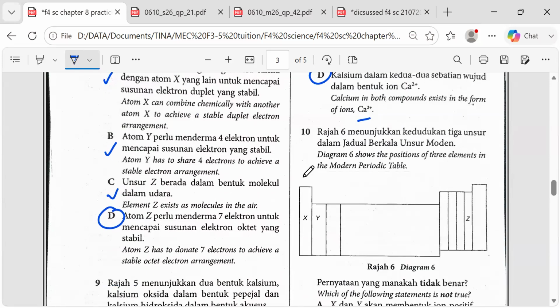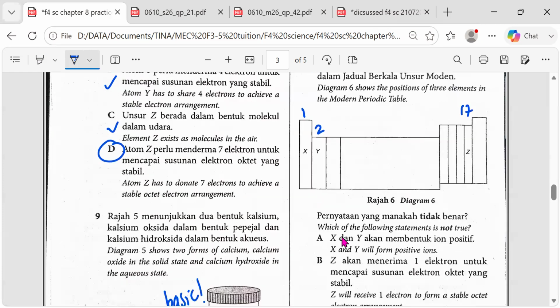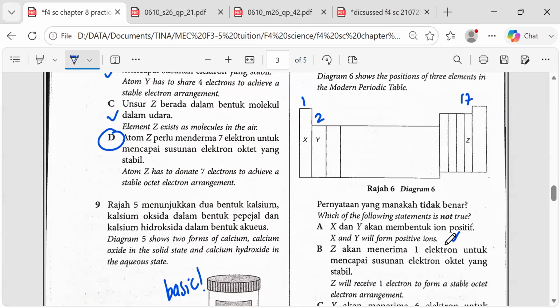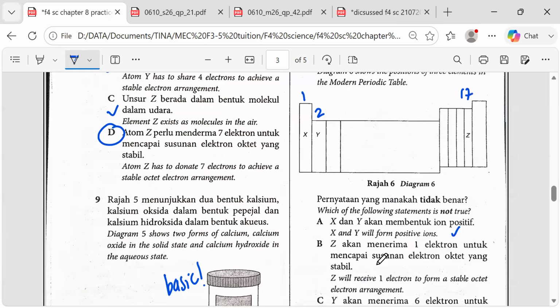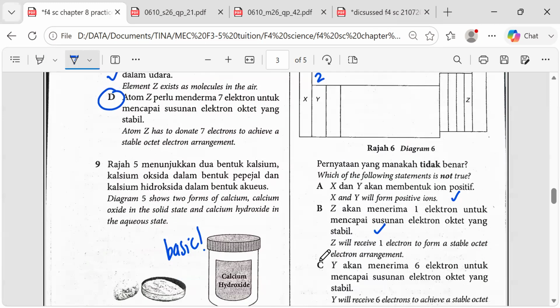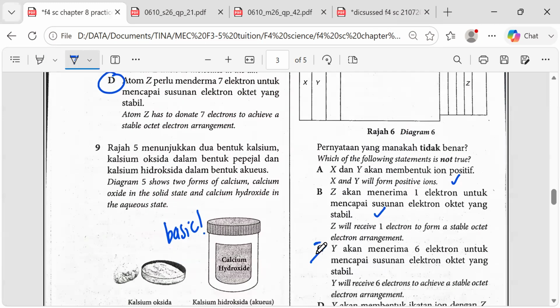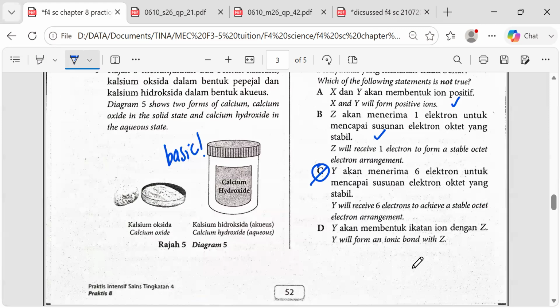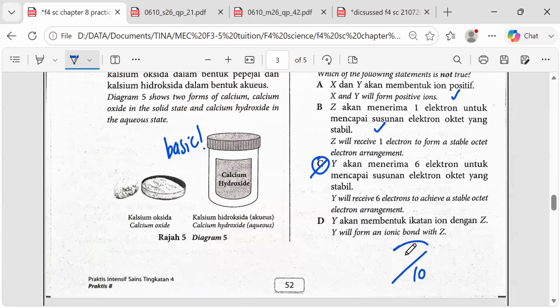So this one group 1, group 2, and group 17. X and Y form positive ions, correct. Z will receive 1 electron, correct. Y will receive 6 electron, no. Y is a metal, release 2. Y will form ionic compound with Z, yes. So the answer is C. Tell me out of 10, how many did you get correct?